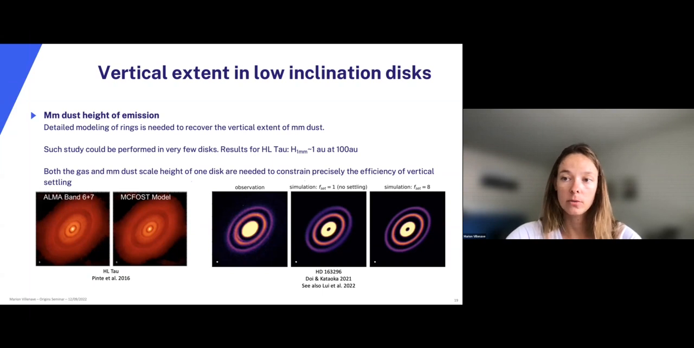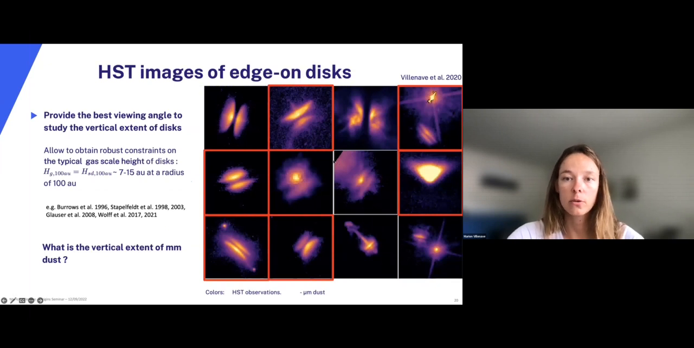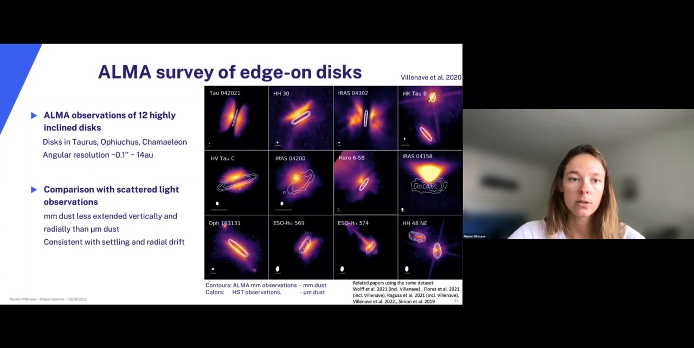These constraints on dust particles are interesting, but they are limited to the millimeter dust. What would be interesting is to have at the same time the millimeter dust scale height and the gas scale height. And as I presented before, there are a number of edge-on disks for which we already have a good constraint on the gas scale height. So I'm going to focus the rest of this presentation on some new results that we obtained from these edge-on disks, in particular from new ALMA observations, new from 2020.